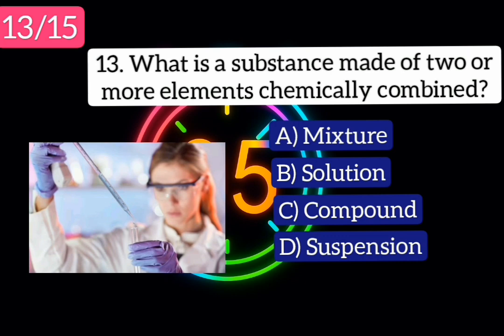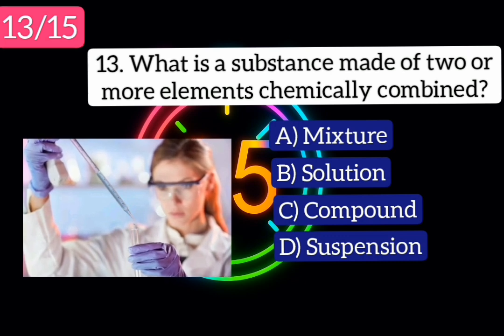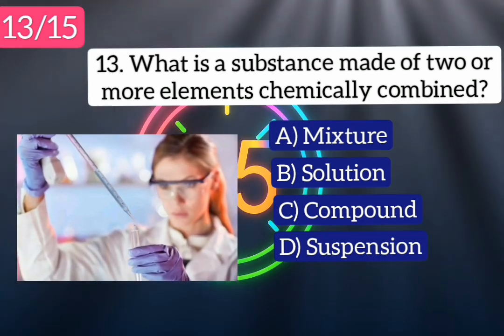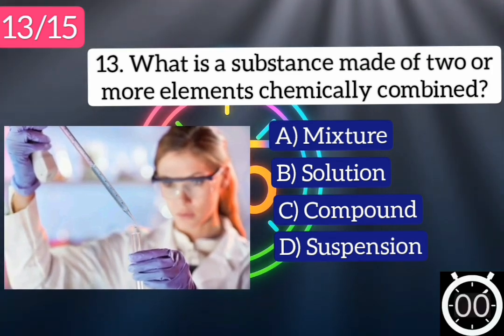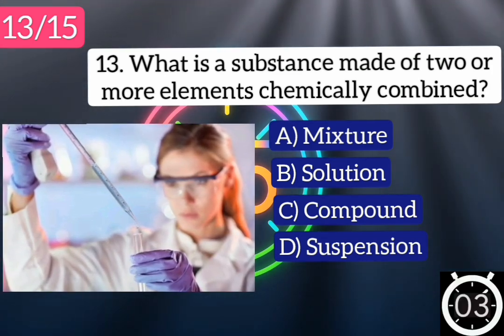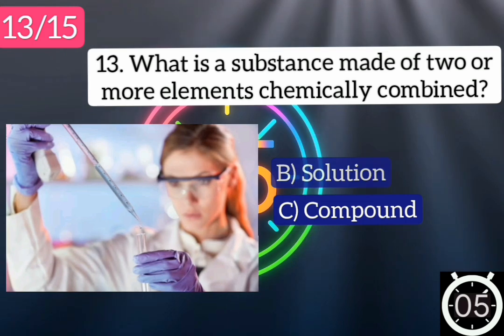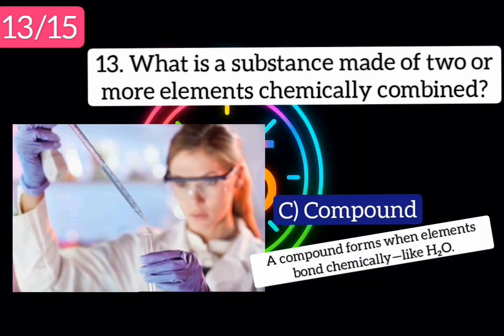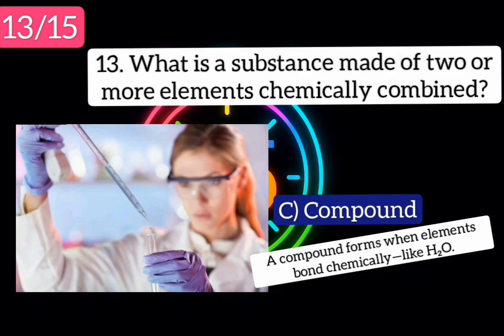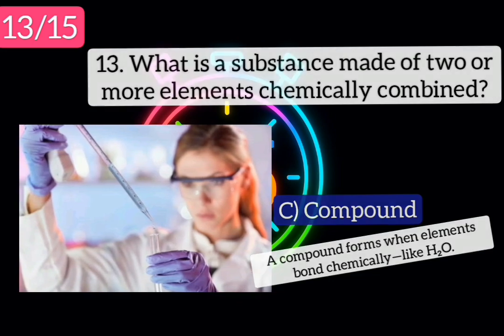What is a substance made of 2 or more elements chemically combined? Mixture, solution, compound, or suspension? The answer is compound. A compound forms when elements are bound chemically together, like 2 hydrogens and 1 oxygen in water.